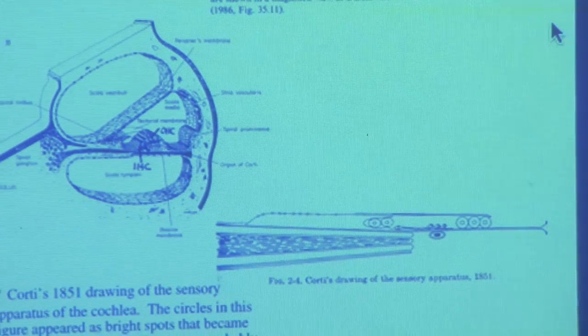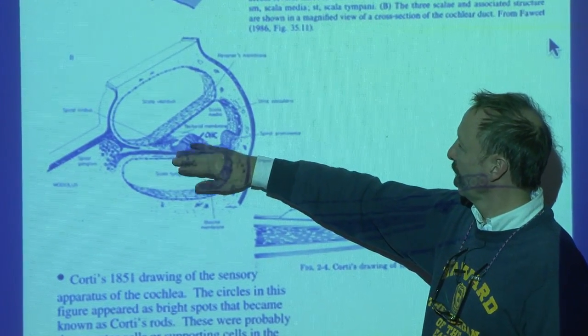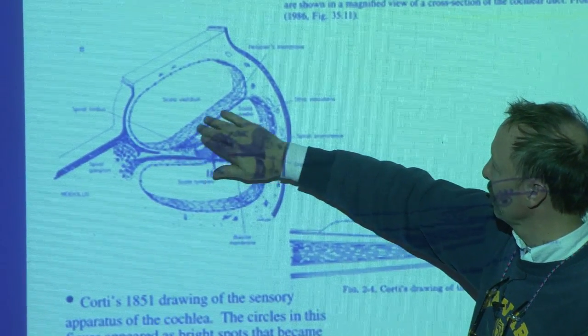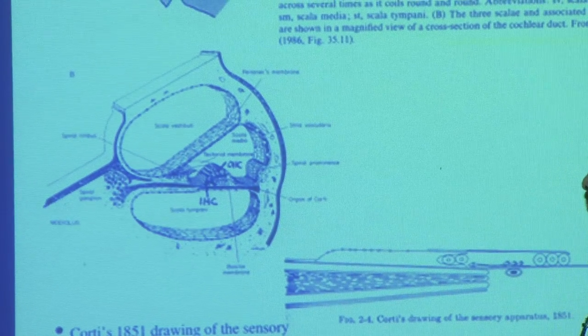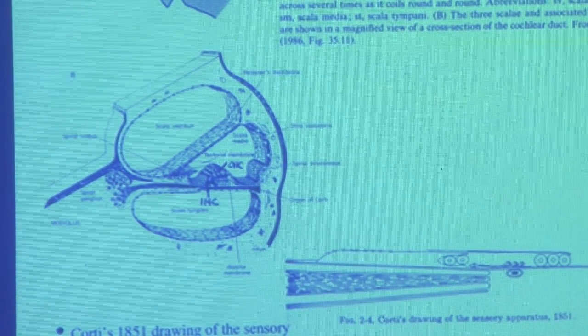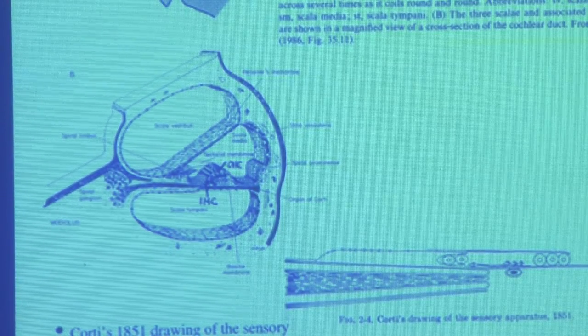Okay, so the receptor organ sits on the basilar membrane, and the organ of Corti is there. There's this other membrane that separates scala media from scala vestibuli. It's called Reissner's membrane, but it's not important. Okay, so that's the structure of the organ of Corti.